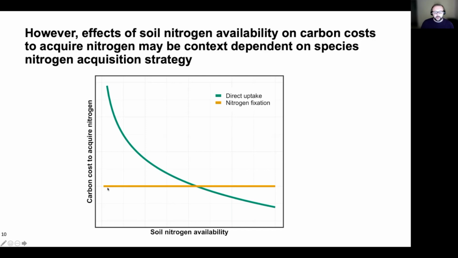However, as soil nitrogen availability increases, species that acquire nitrogen through direct uptake experience decreased carbon costs to acquire nitrogen. And eventually, you can see that this might lead to a scenario where it's more advantageous for species to acquire nitrogen from direct uptake pathways than it is through nitrogen fixation. And this could potentially cause nitrogen fixing species to switch away from nitrogen fixation and towards direct uptake to maximize nitrogen uptake from a given below ground carbon investment.